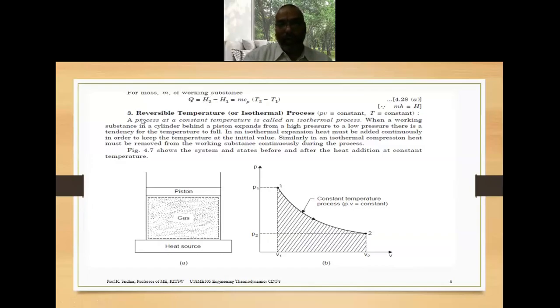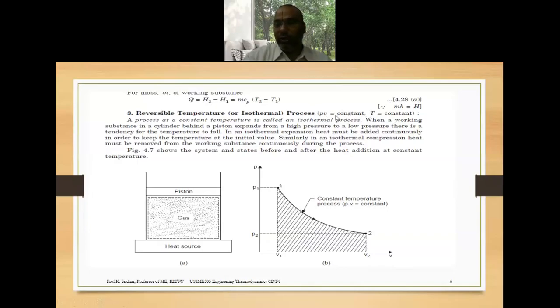Then coming to the third process, that is the isothermal process. Just now I told you that iso means remains the same or uniform, and thermal is the temperature. So temperature will remain constant during the isothermal process, which is also known as the constant temperature process. What is the governing equation? We already studied that out of pressure, volume and temperature, we always have to keep one parameter constant. Let us say that temperature is constant here.